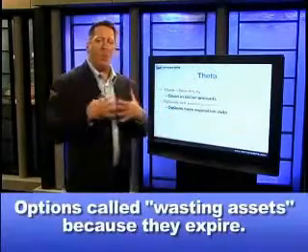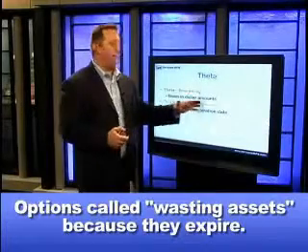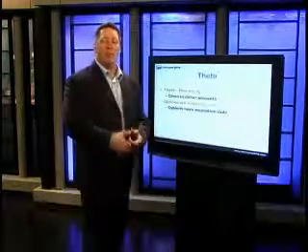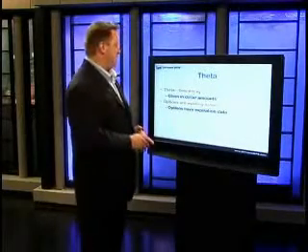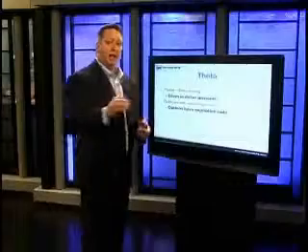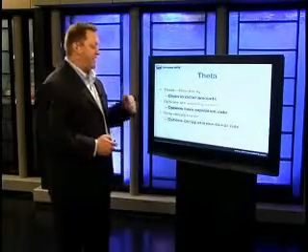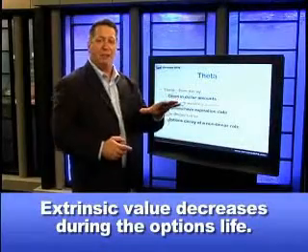Options are known as a wasting asset. The reason people call them a wasting asset is because they have an expiration date. There's a point in time where that option ceases to exist. During that time, from the moment the option is actually on the board till the time it comes off the board and expires, we see that the option's value decreases when we look simply at the passing of time, keeping all other things equal. The part of an option's value that decreases is extrinsic value.